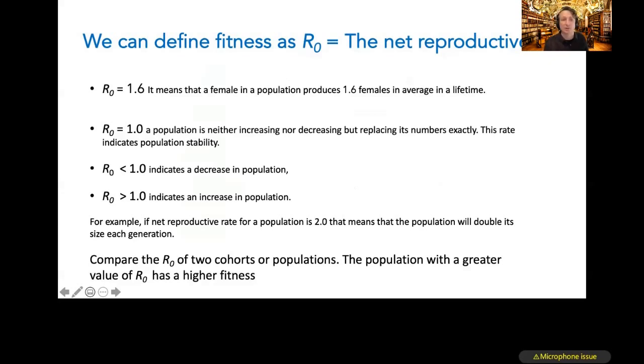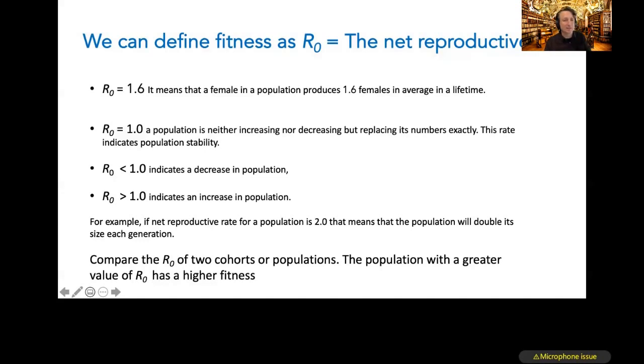That is, we have 1.6 more females on average in the next population. The population is growing. So notice if R naught is 1, that means the population is neither increasing nor decreasing, but is exactly replacing itself. Every female is replacing herself with another female in the next generation. And so this indicates population stability. R naught of 1 is population stability. Now, if R naught is less than 1, that indicates a decrease in the population. If R naught is greater than 1, that is indicating an increase in the population size.